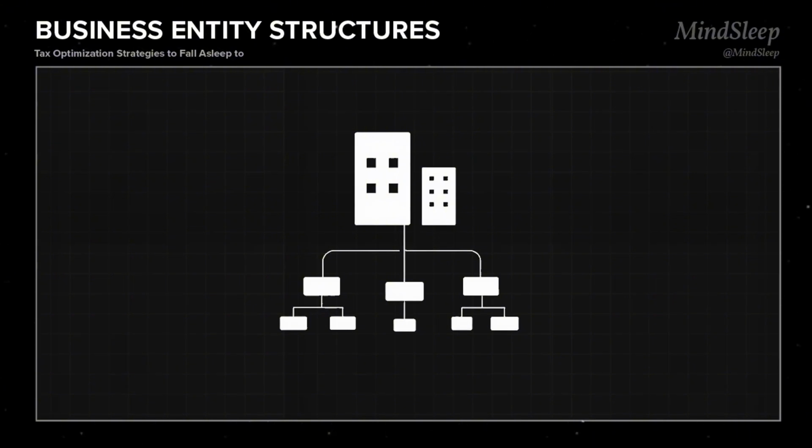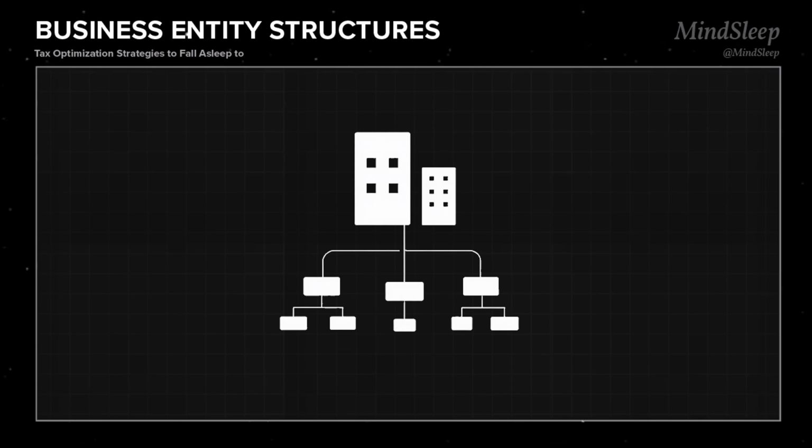But the complexity doesn't end with choosing an initial structure. Advanced tax planning often involves using multiple entities in concert. For instance, a holding company structure might be employed, where a parent company owns separate LLCs for different aspects of the business. This can provide asset protection and potentially create tax-advantaged income streams.